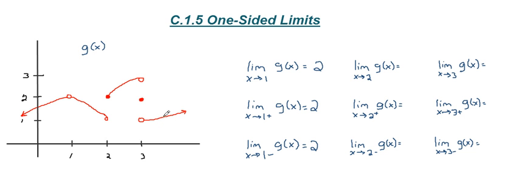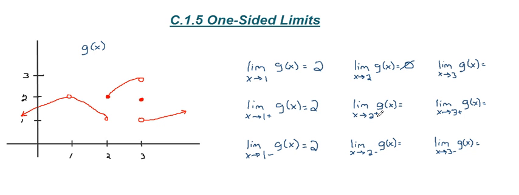Let's look at 2. As we approach 2, the limit of g of x as x approaches 2 is different from the left and the right. The y values are different. So the way it's stated here, assuming the same from left and right, it does not exist. The limit fails to exist here.